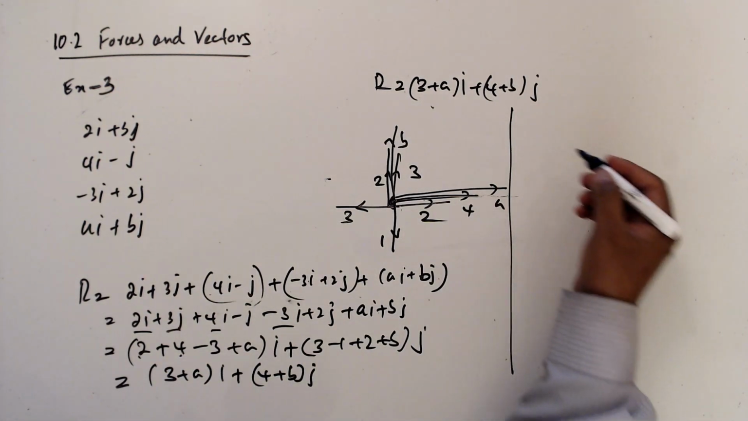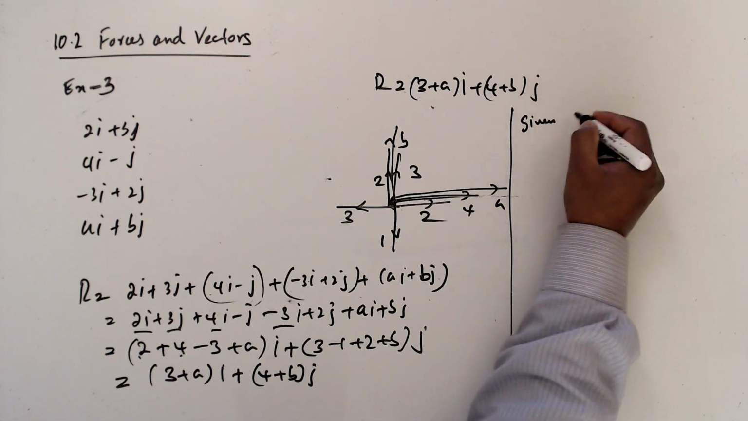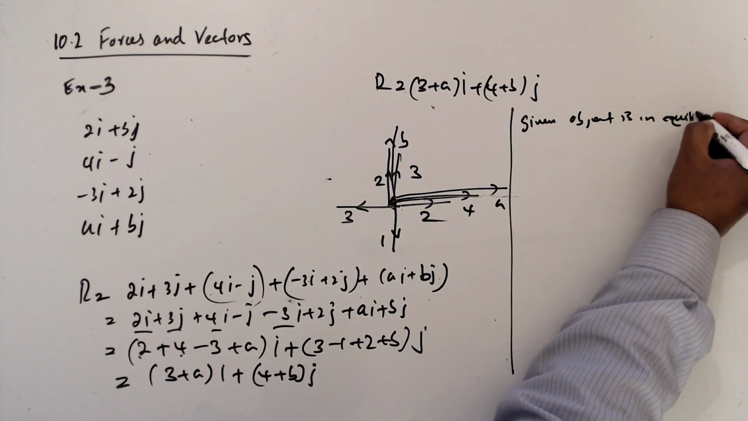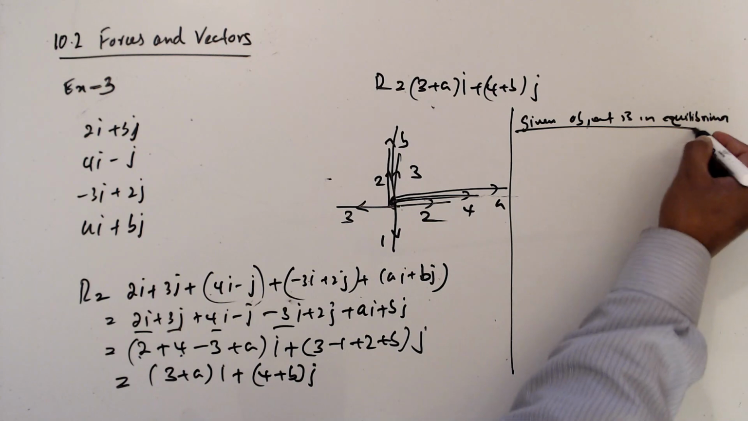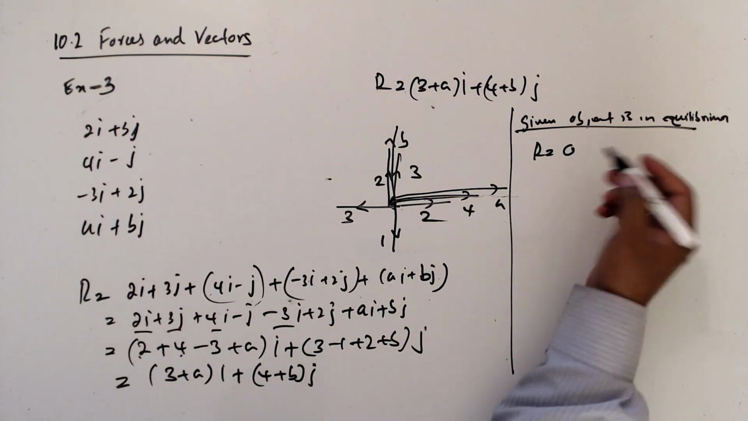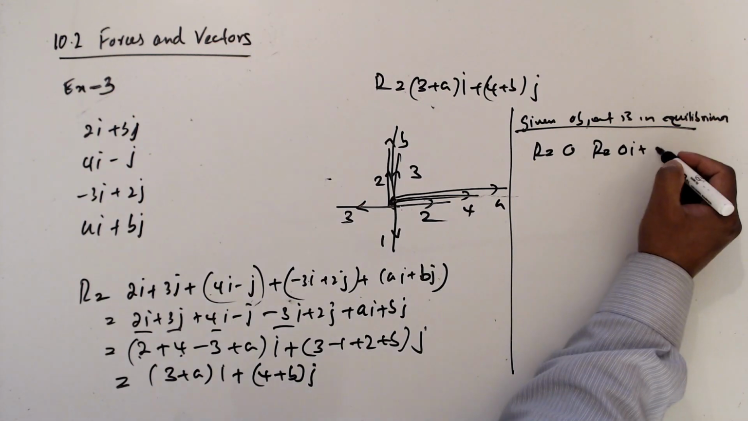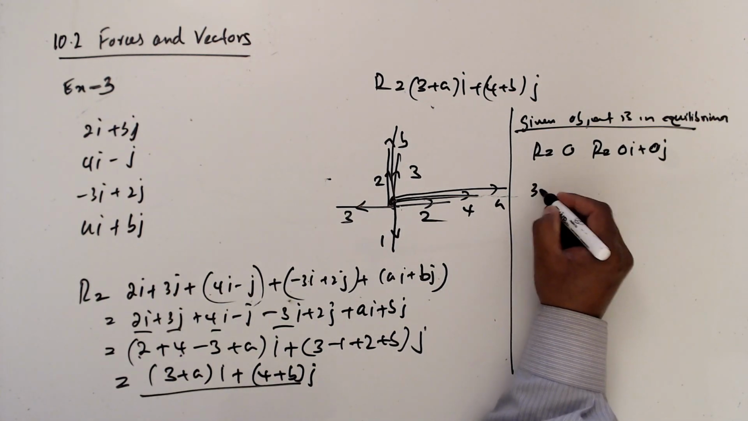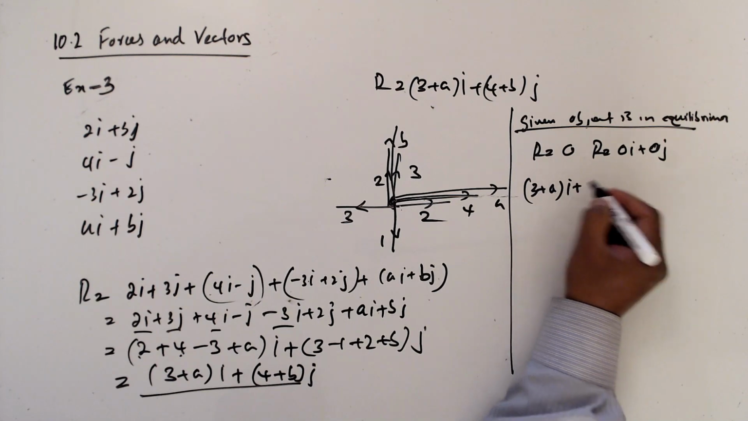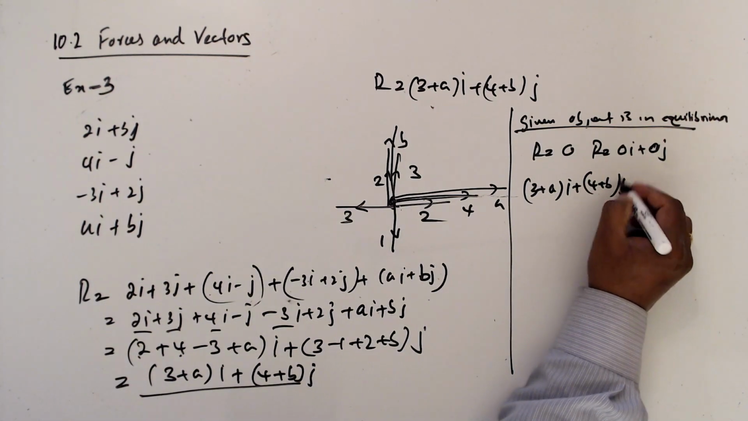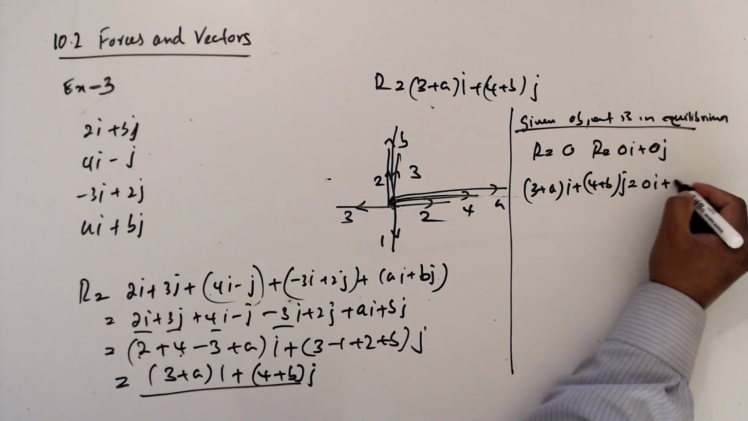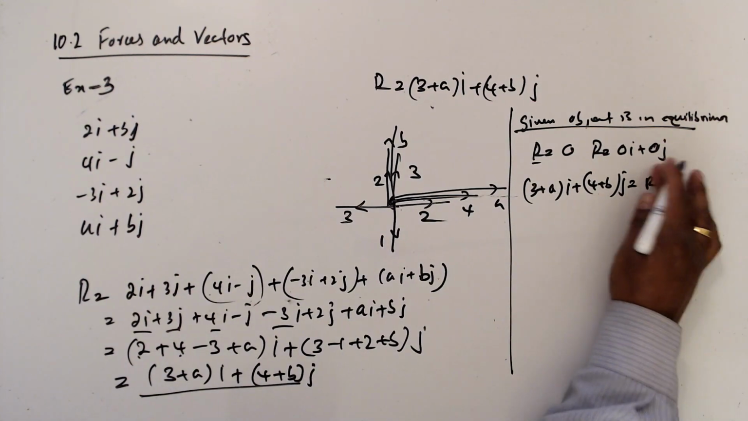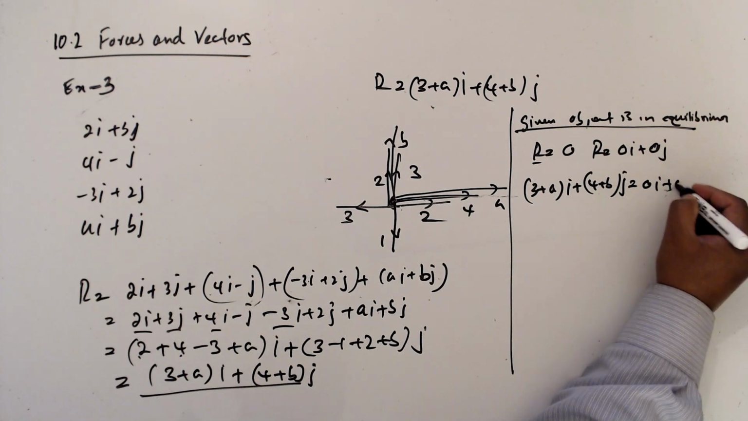But given the object is in equilibrium, it means R is 0. What does R is 0 mean? 0i plus 0j. The components are 0. So then 3 plus a, i, plus 4 plus b, j equals 0i plus 0j, because this is the R value. So R is now 0i plus 0j.